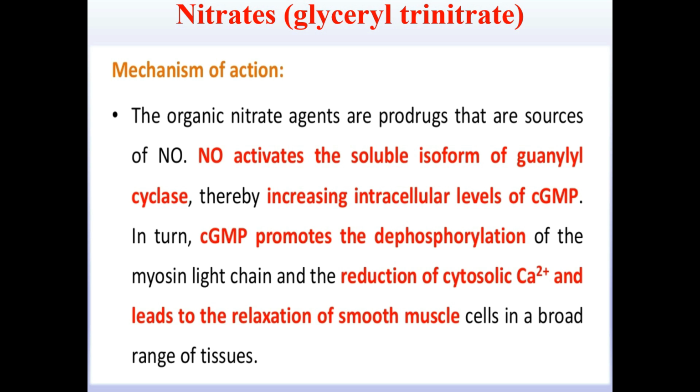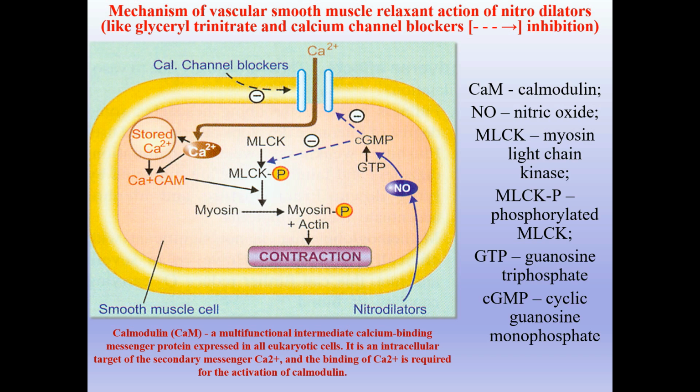Mechanism of action. The organic nitrate agents are prodrugs that are sources of nitric oxide. Nitric oxide activates the soluble isoform of guanylyl cyclase, thereby increasing intracellular levels of cGMP. In turn, cGMP promotes dephosphorylation of the myosin light chain and the reduction of cytosolic calcium, and leads to the relaxation of smooth muscle cells in a broad range of tissues. Here you can see the mechanism of vascular smooth muscle relaxant action of nitrovasodilators.